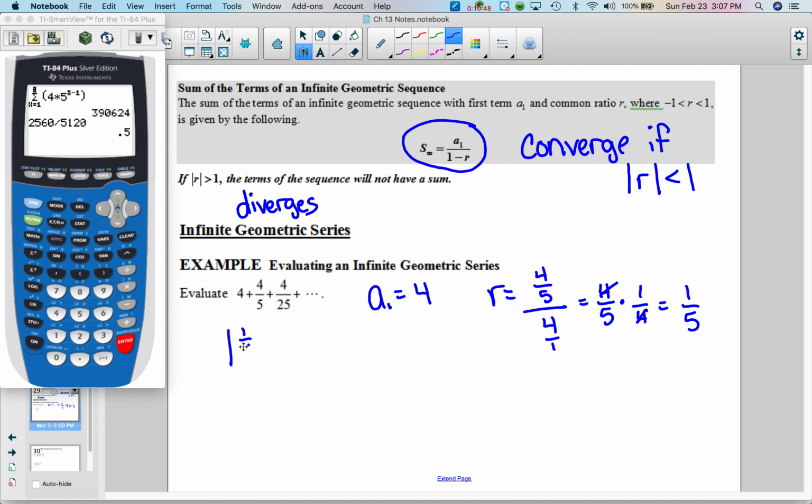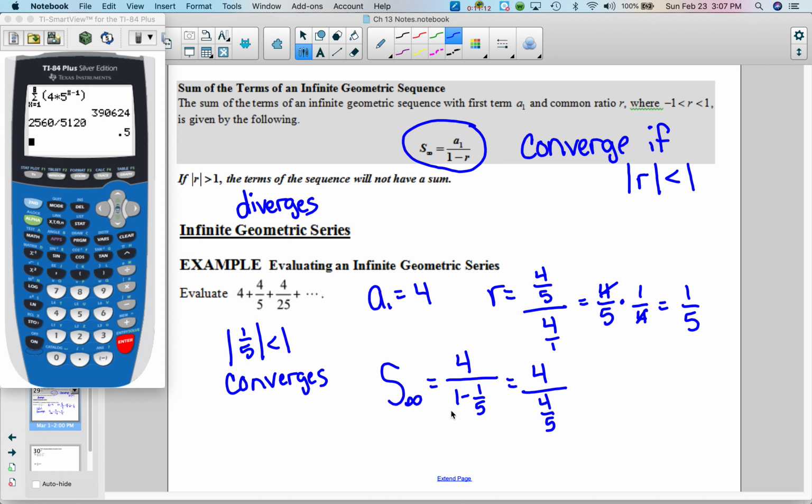Now, because the absolute value of 1/5 is less than 1, it converges. And because it converges, we can find the formula for the infinite series would be a sub 1, which is 4, over 1 minus a fifth. So I get 4 divided by 4/5. 1 whole is 5/5. So we get 4 times the reciprocal. The 4's cancel, and my answer is 5.